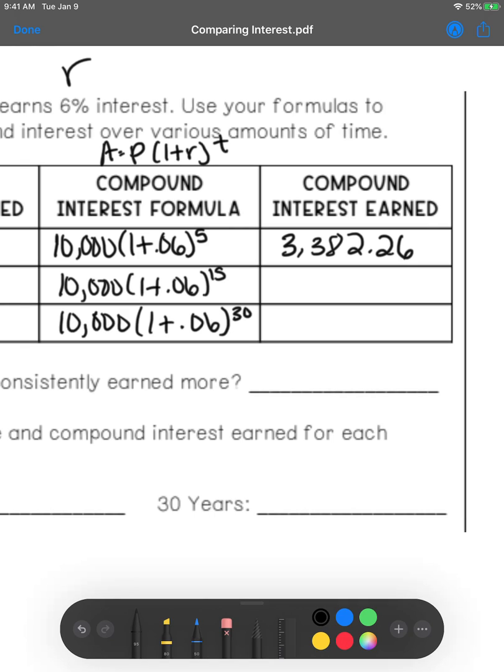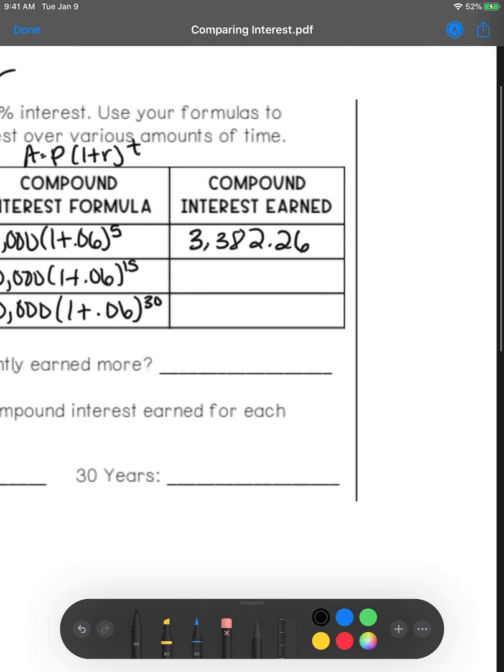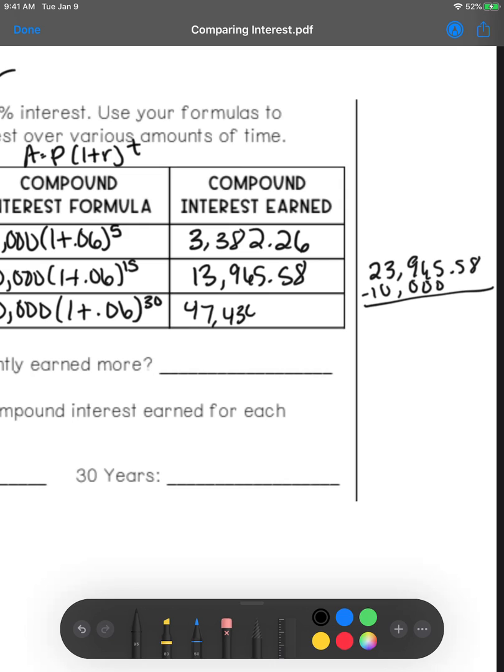All right, so when I put this one in, I'm going to write it off to the side. When I put this one in, I got $23,965.58, and I got to subtract my $10,000, and I get $13,965.58. Okay, and I put this one in, and I subtracted the 10,000 just like I did on the top ones. And that's what I got.